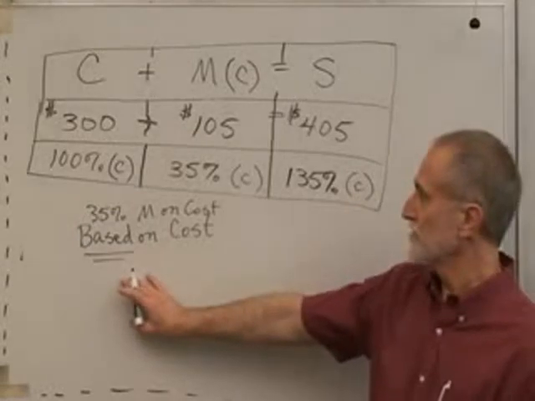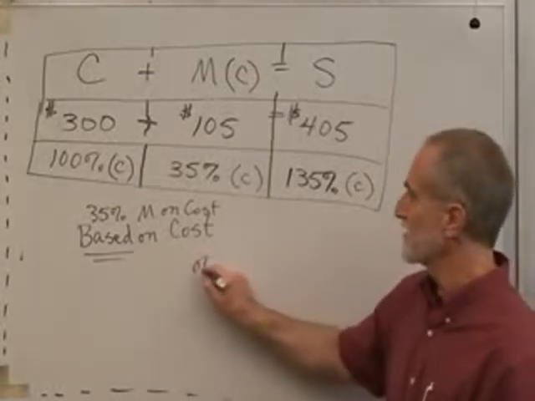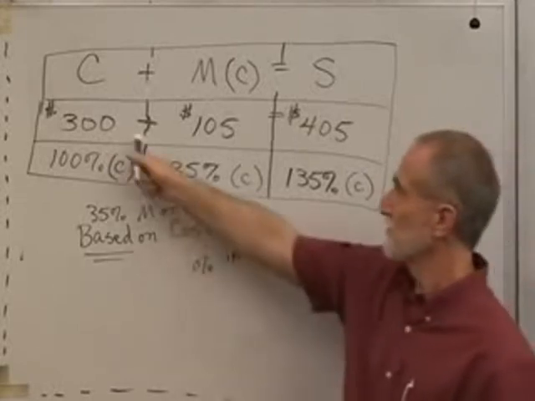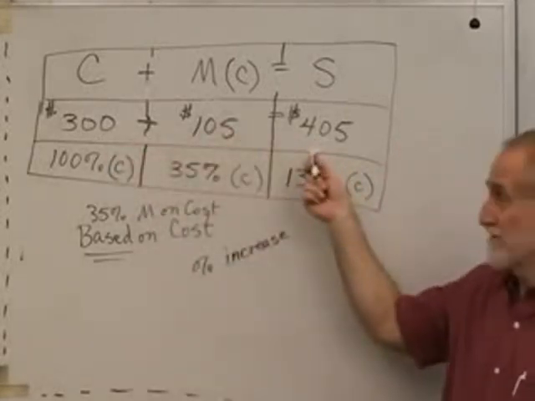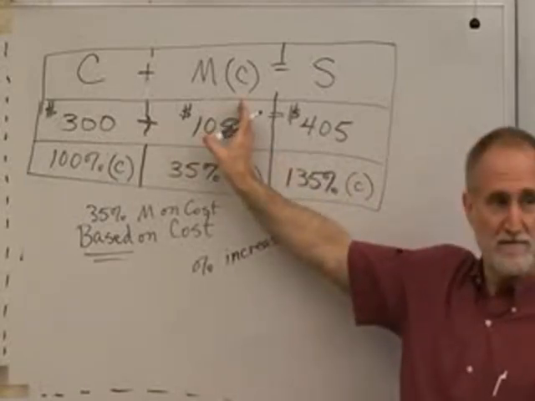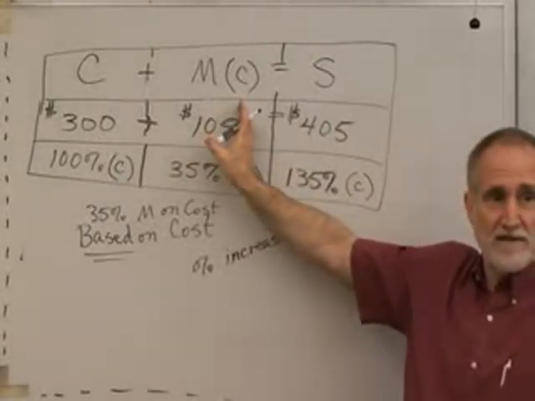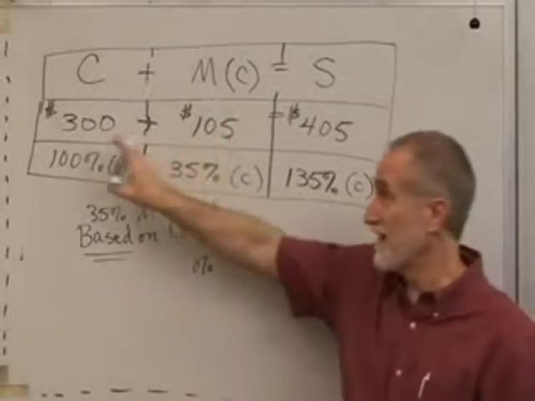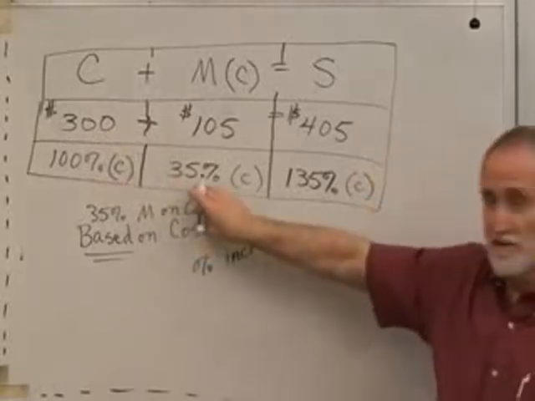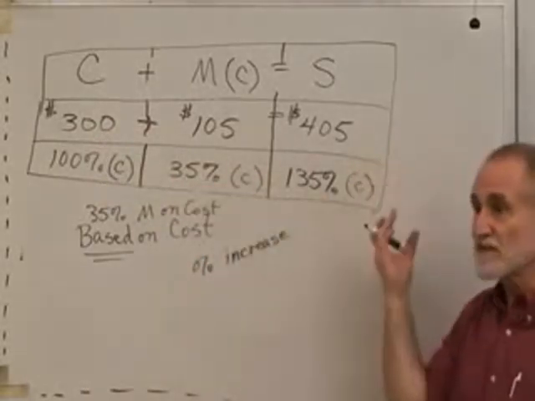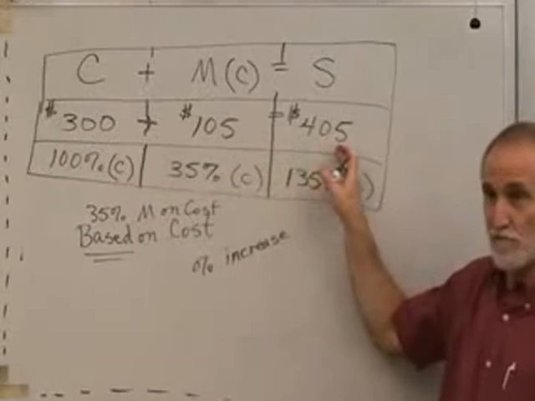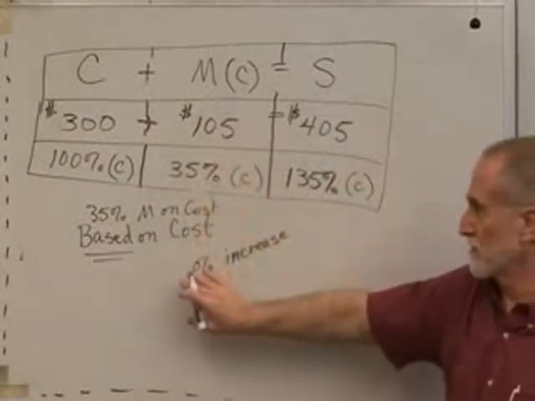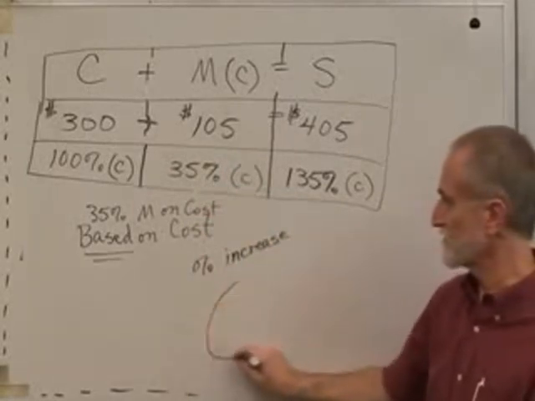Markups based on cost are exactly like percent increase. In other words, when 300 goes up to 405, it went up 105. How significant is that? Well, let's compare it with what it used to be. Take 105 and divide it by 300, you'll get 0.35. That's a 35% increase when 300 goes up to 405. So the math is just like percent increase when we base it on cost. And the picture looks like this.